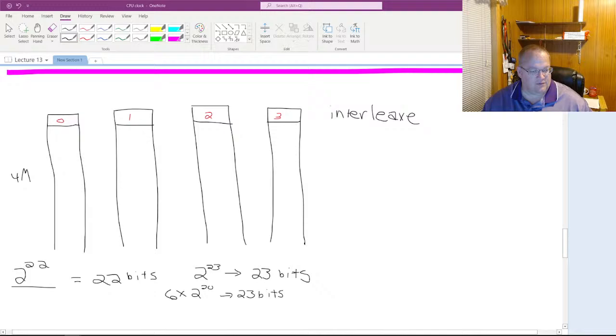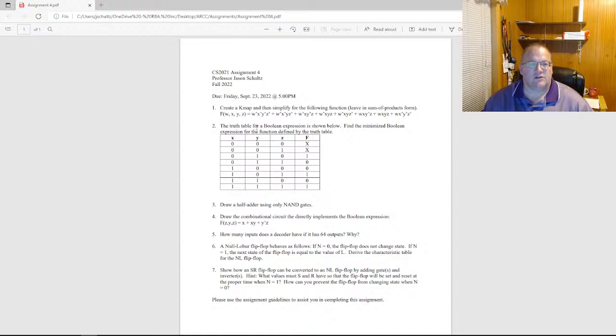Okay. Number two, the next thing is a question on number two of our assignment. So let me go to our assignments. We're on assignment four. Should bring it up here. So number two, the truth table for a Boolean expression is shown below. Find the minimized Boolean expression for the function defined by the table here.